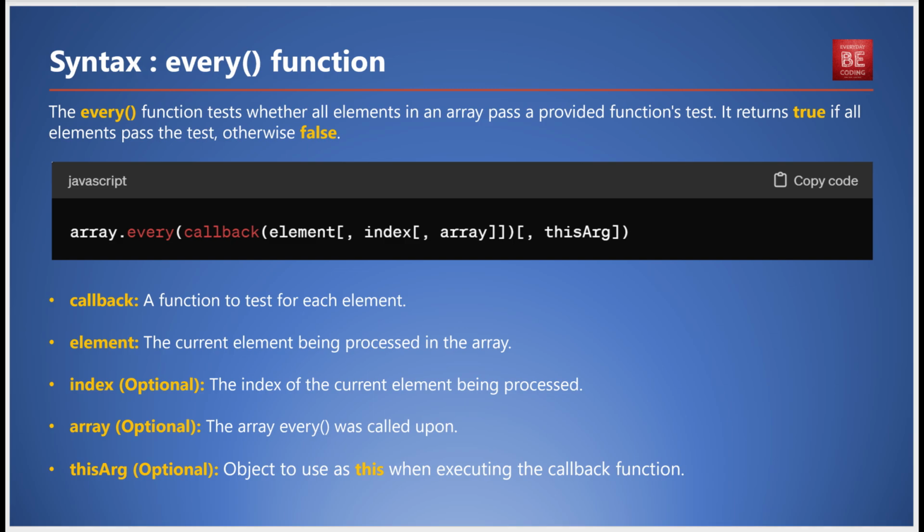The syntax for every involves calling it on an array and passing a callback function. This callback function takes up to 3 arguments, the current element being processed, the index of that element, and the array itself. Optionally, you can specify a thisArg to use as this when executing the callback.